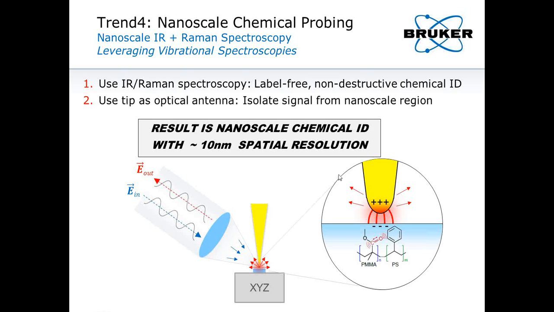As you're aware, for those optical spectroscopic techniques, there's a diffraction limit. Now, with the AFM tip as an antenna there, it can detect the signal from the near field. The radius of the tip really determines the resolution, and that can give you 10 nanometer spatial resolution there.